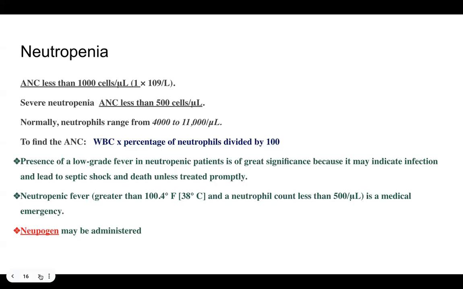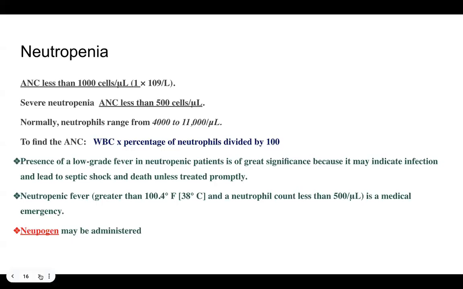What you're going to see when a patient has neutropenia, and what you need to monitor for, is the presence of a low-grade fever. This is significant because it may indicate infection and lead to septic shock and death unless it's treated promptly. You also want to monitor for neutropenic fever. This is when a patient has a fever greater than 100.4 Fahrenheit, and the neutrophil count is less than 500. This is a medical emergency.